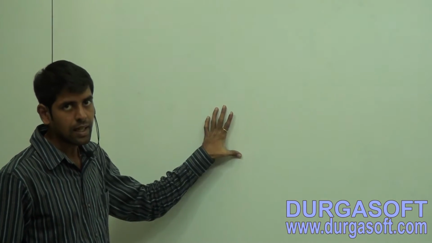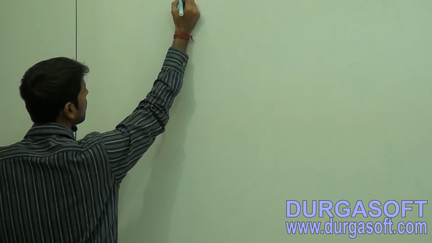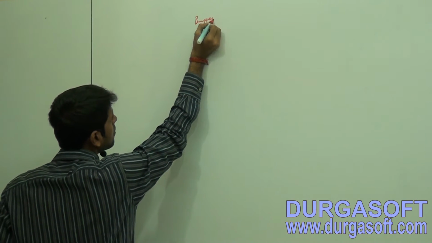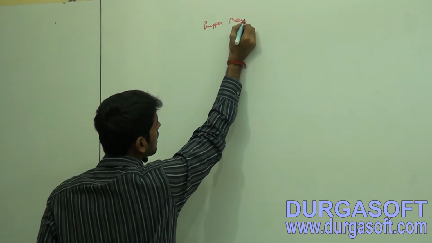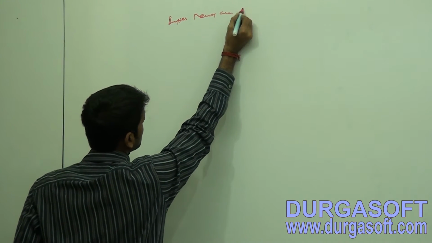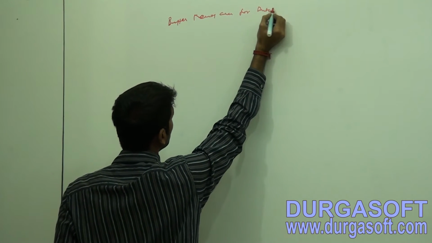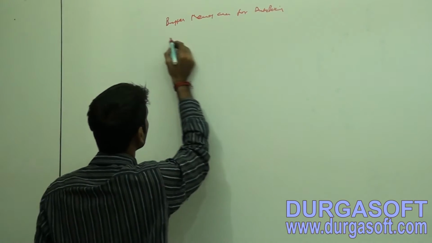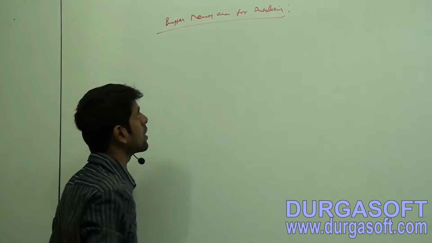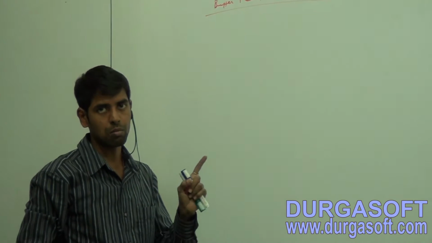Let's understand one support or one help to us from our JVM for auto boxing. What does that mean? Buffer memory area for auto boxing.